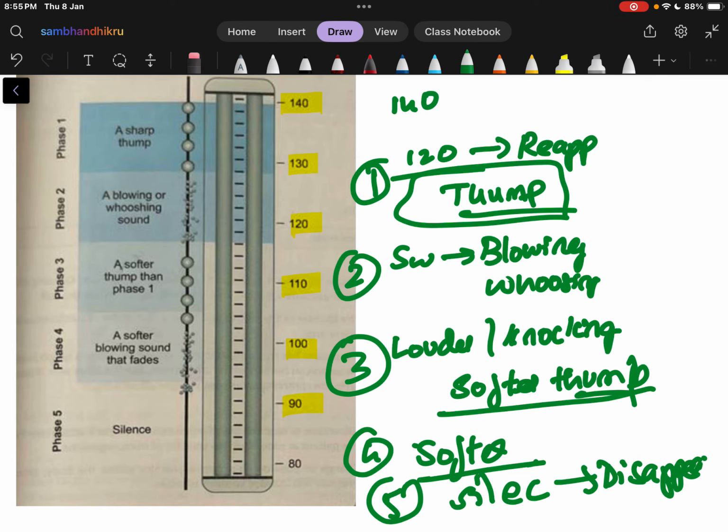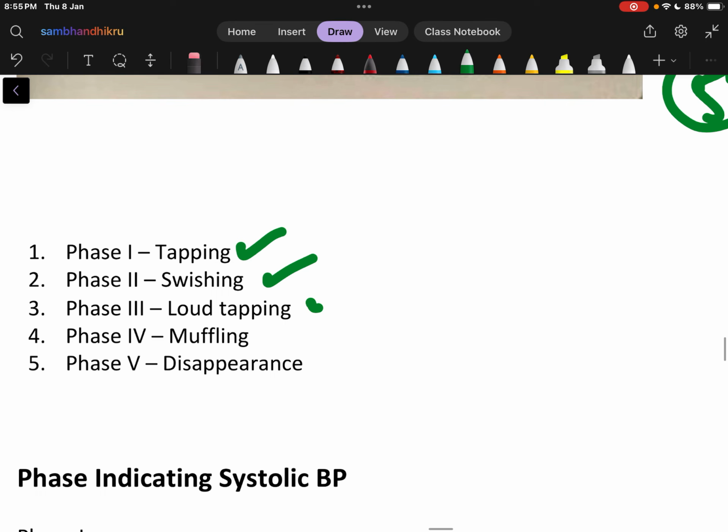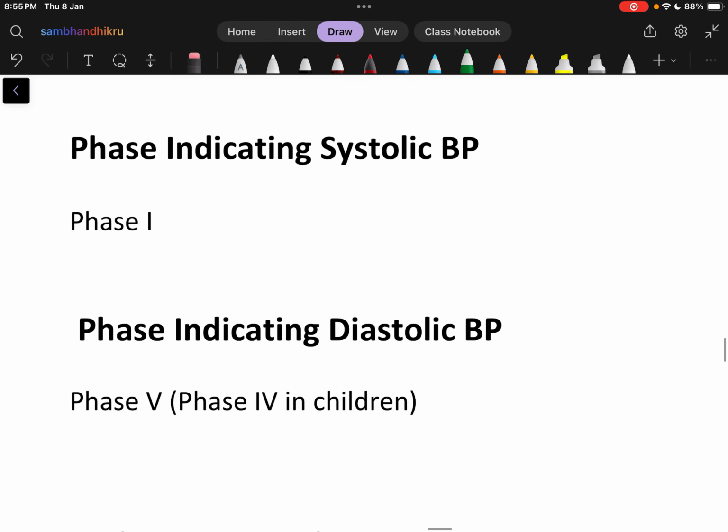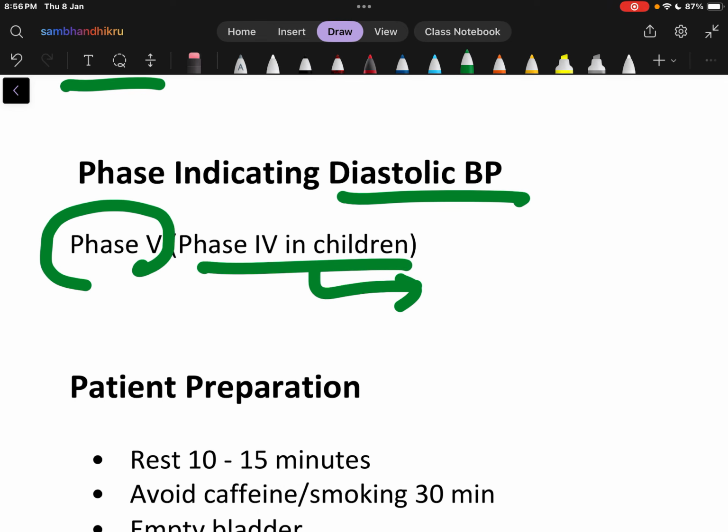So when we assess the BP, very importantly, we assess from Korotkoff sound 1 to Korotkoff sound 5. This is very important, clear? We hear the tapping sound, swishing sound, loud tapping sound, muffling sound, and disappearance. Systolic is phase 1 and diastolic is phase 5. Phase 4 is for children, very importantly. Phase 4 is the disappearance for them.